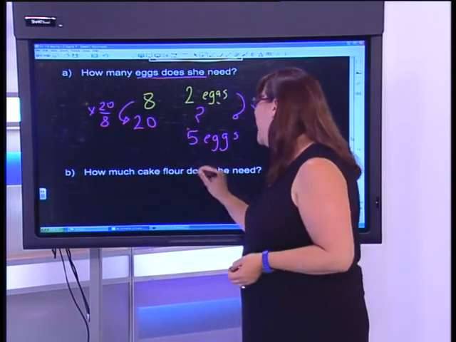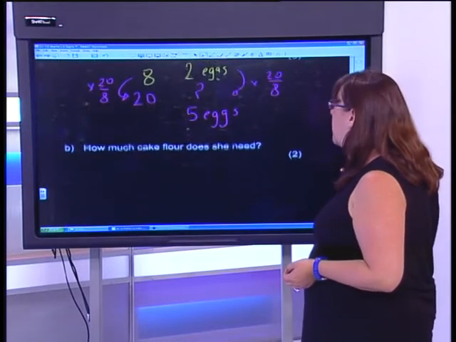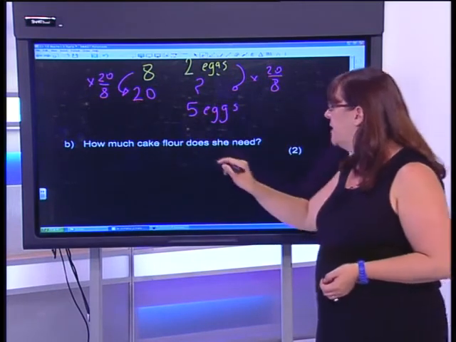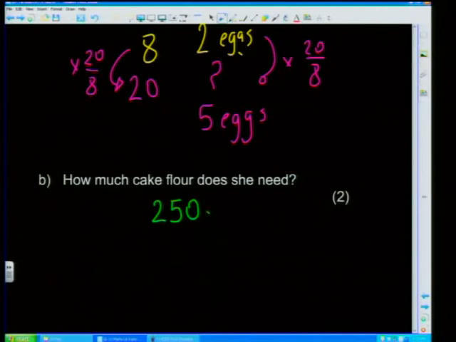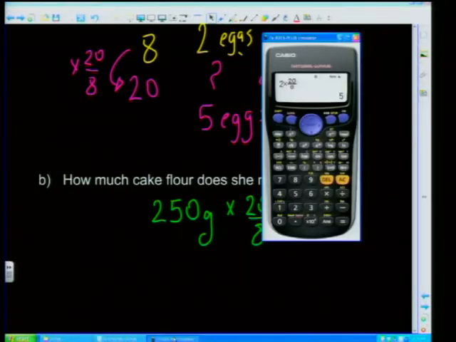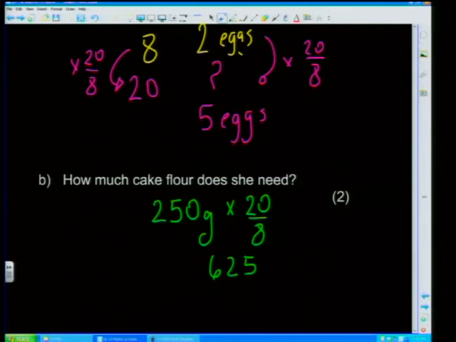Okay, next question says, how much cake flour does she need? Well, let's go back to the question. How much cake flour did we have in the beginning? 250 grams. So I don't think I need to write the whole thing out again because I know that I've taken my eggs and times by 20 over 8. So let's do the same thing here. Let's now, we'll use a totally random color. So I take my 250 grams that we had for 8, and I'm going to times it by 20 over 8. And let's see if I can get an answer for that. My calculator is there and it is working. And I can actually go into my calculation and just delete the 2 because I've already got my fraction set up. And let's make that 250 and get an answer, 625. So I need a color. So we need 625 grams.